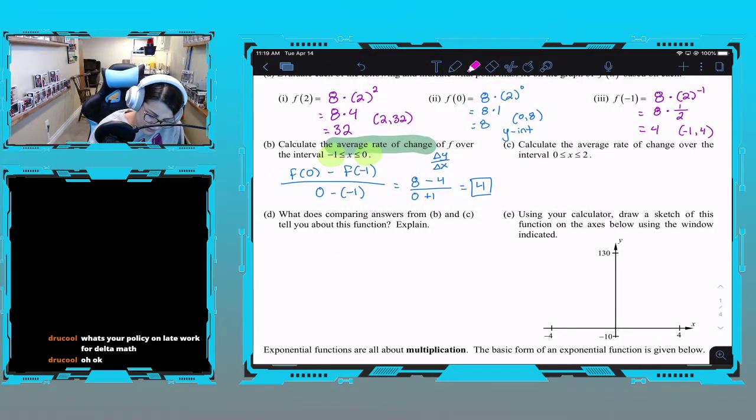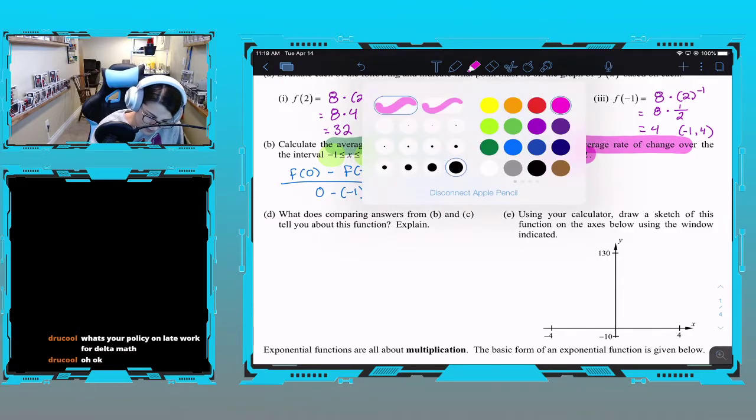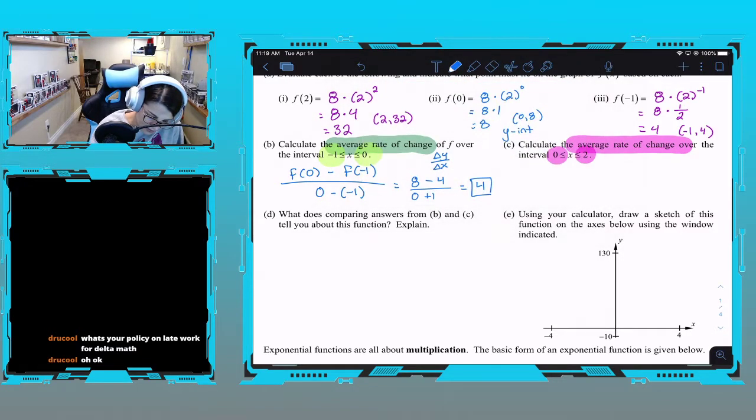Now we're going to do the same thing over here. We're still doing average rate of change, but now it gives us 2 different points. I want pink. All right, so between 0 and 2 now. Now, if you remember with linear functions, when we did average rate of change, no matter what 2 pairs of points you picked, it was always going to be the same. With exponential, though, we're going to see it's going to be a little bit different. So we're going to do f of 2 minus f of 0 all over 2 minus 0.